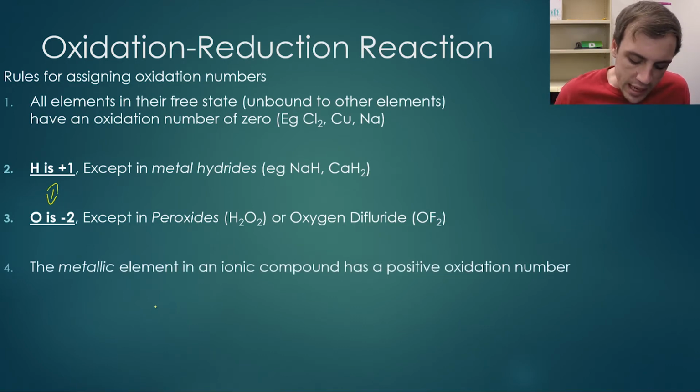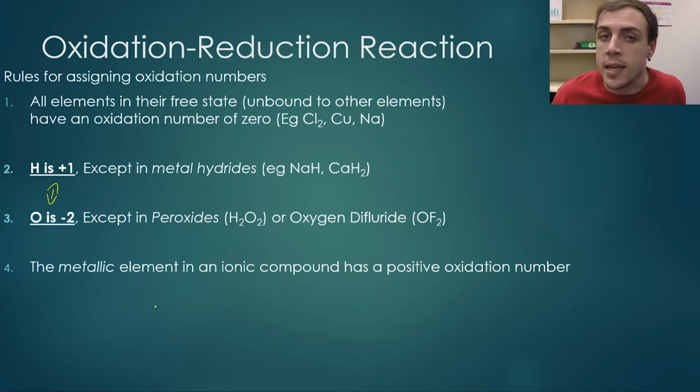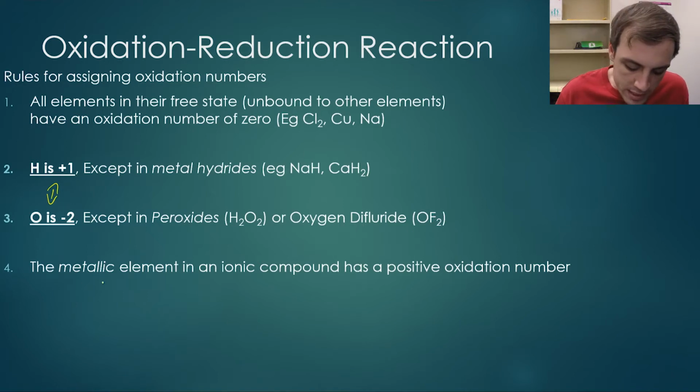The next one is the metallic element in an ionic compound has the positive oxidation number. So this is a big one. It's being able to identify in a compound which of the elements are positive, which of the elements are negative. So if you see a metallic element in an ionic compound, it is the metallic element that is positively charged.